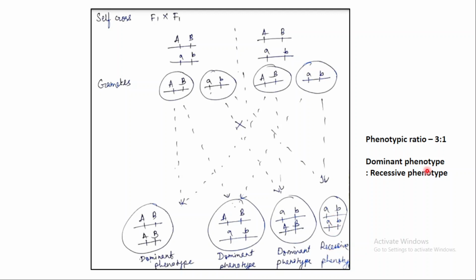So based on phenotypic ratio, all these three progenies will be dominant because capital A is dominant over small a and capital B is dominant over small b, while only one of these will be recessive. So the phenotypic ratio will be 3:1. So this is the correct answer.